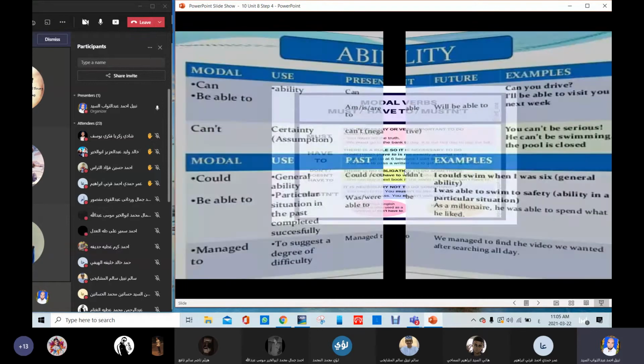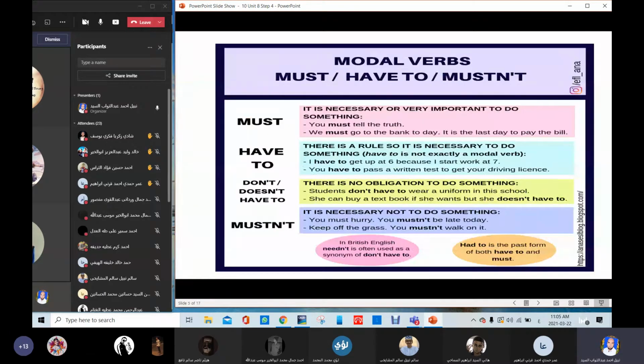Okay. What about must? Have to and mustn't. Of course, must, the negative, mustn't. What about have to? Have to, negative, don't have to. Has to, negative, doesn't have to. Had to, negative, didn't have to.